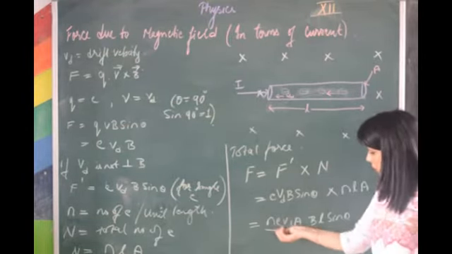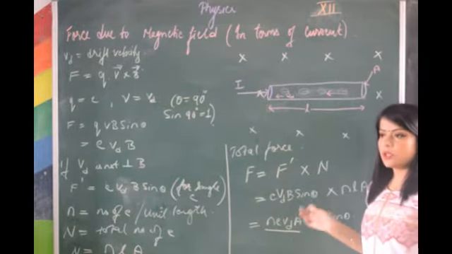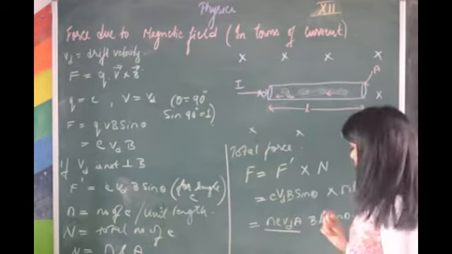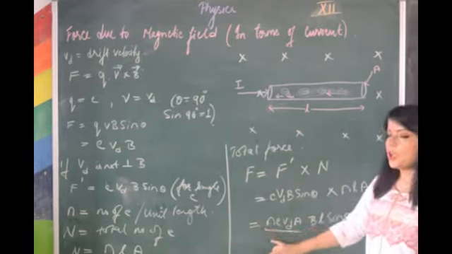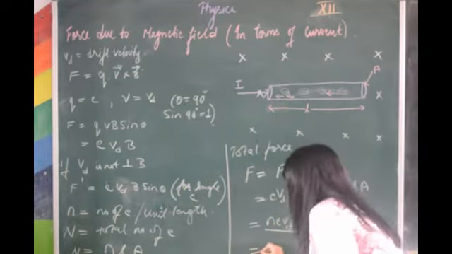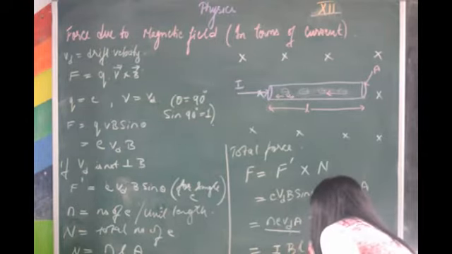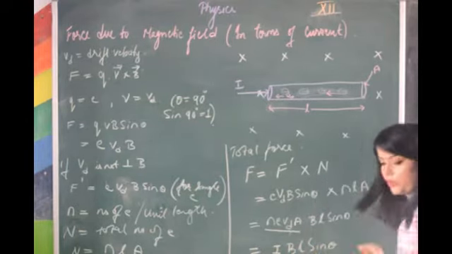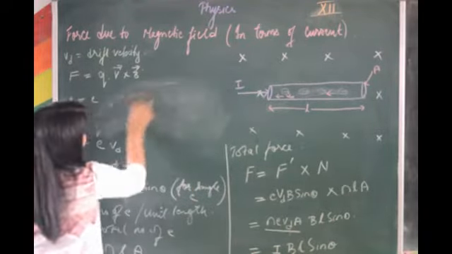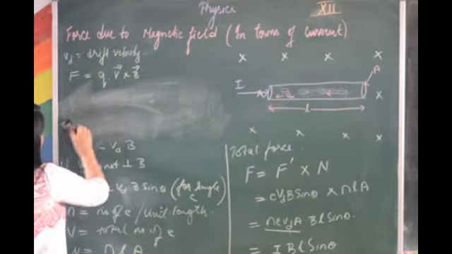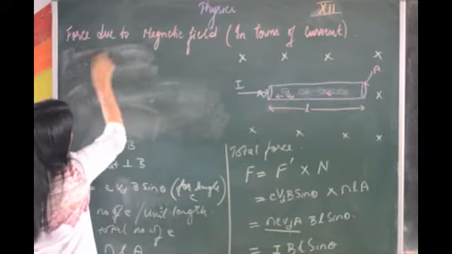Now, this part. If you remember the equation of drift velocity, there was a relation between current and drift velocity. So current is equal to n e Vd A. This is the amount of current. You can refer to that chapter also. So this is your current, so we get I B L sine theta. You can write it like this. So ultimately that is the equation of force due to magnetic field, and the equation is in terms of current.